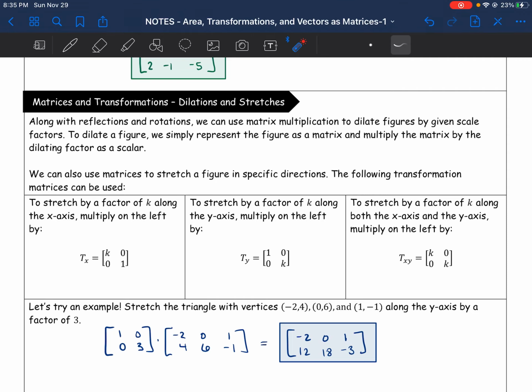Now, sometimes we don't want to multiply every single element of the matrix by that scalar factor. Sometimes we just want to stretch a matrix in a specific direction.